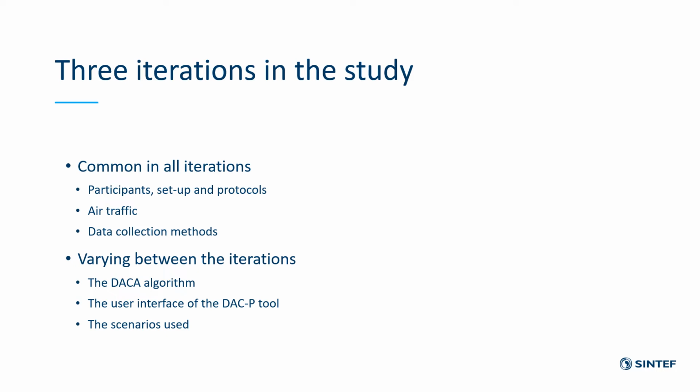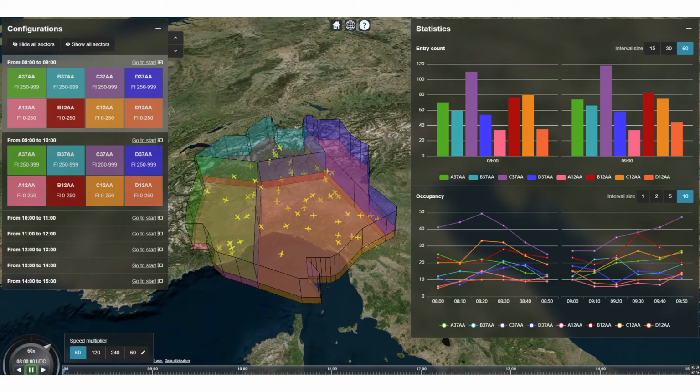In the first 2 iterations, we had a larger number of shorter scenarios, and in the last one, we had 2 scenarios with 6 hours of traffic. Because of that, we needed functionality of the prototype that was slightly different.